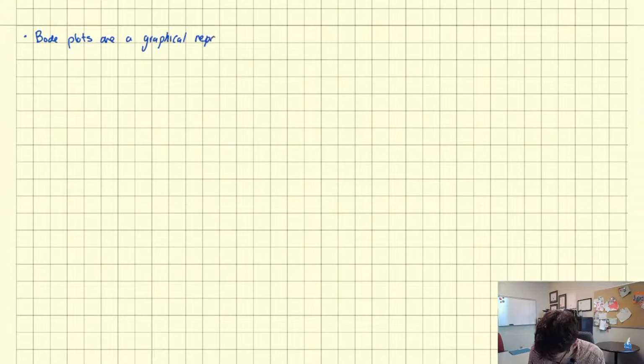And so it's convenient to graphically represent that frequency response, because instead of doing what we did last time, where you take the input, figure out the particular amplitude and the phase at that input, you just look it up on a graph, right? It's a nice simple way to see all the information. Okay, and I'll remind you that Bode plots are a graphical representation of the frequency response.